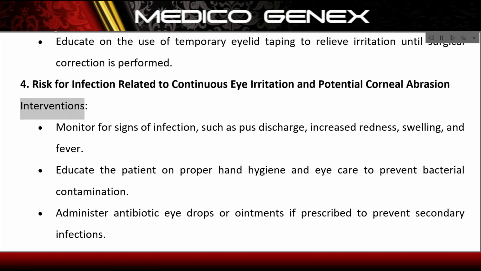Interventions. Monitor for signs of infection, such as pus discharge, increased redness, swelling, and fever. Educate the patient on proper hand hygiene and eye care to prevent bacterial contamination. Administer antibiotic eye drops or ointments if prescribed to prevent secondary infections.